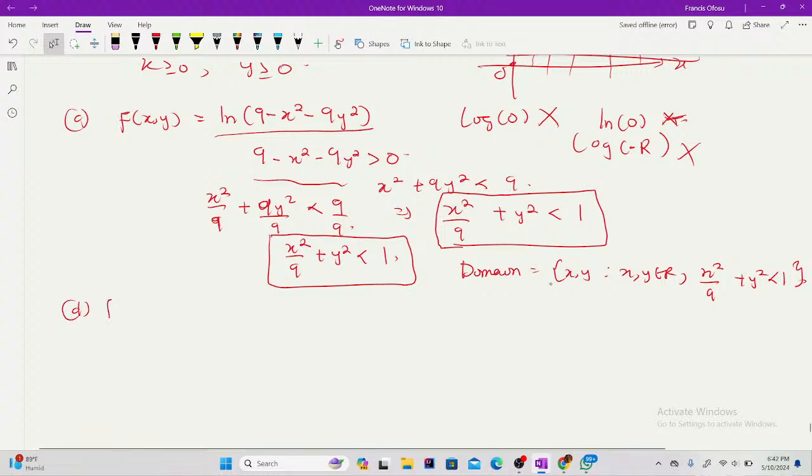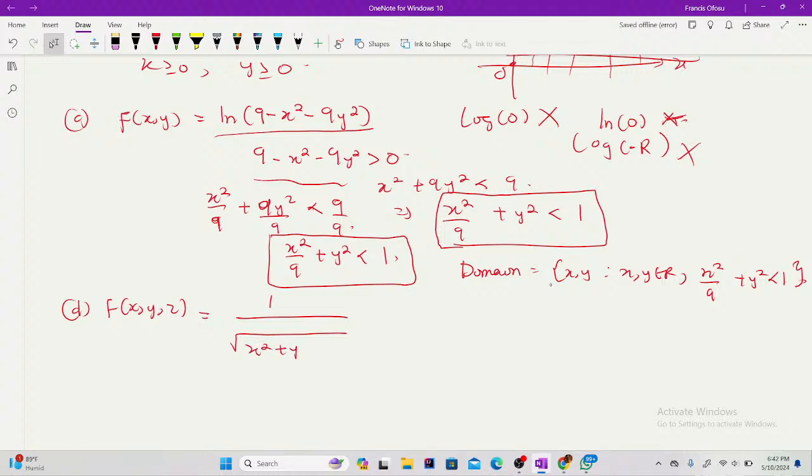Okay, so the same thing, let's see another one, our d. So this one, I have a function of x, y, and z. This is giving us 1 over the expression square root of x squared plus y squared plus z squared minus 16. Okay, so we have to find the domain of this function, right? So this function is a rational function having the denominator to be a radical function.